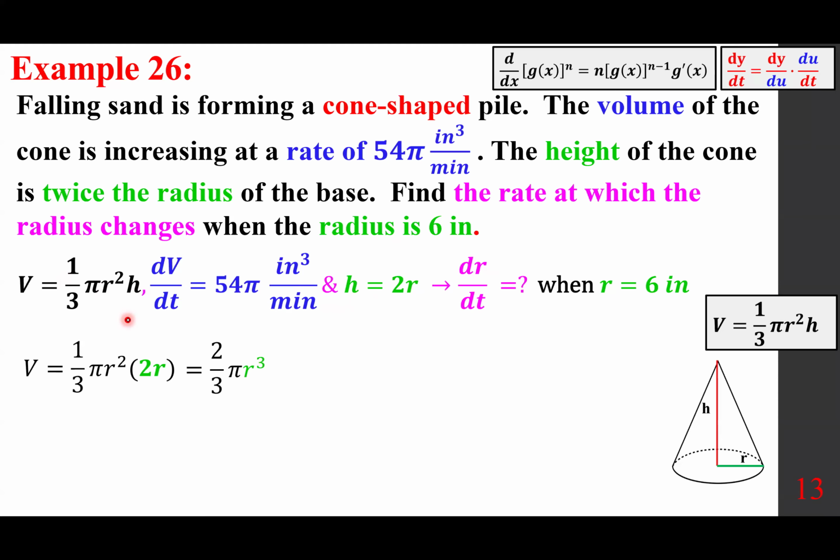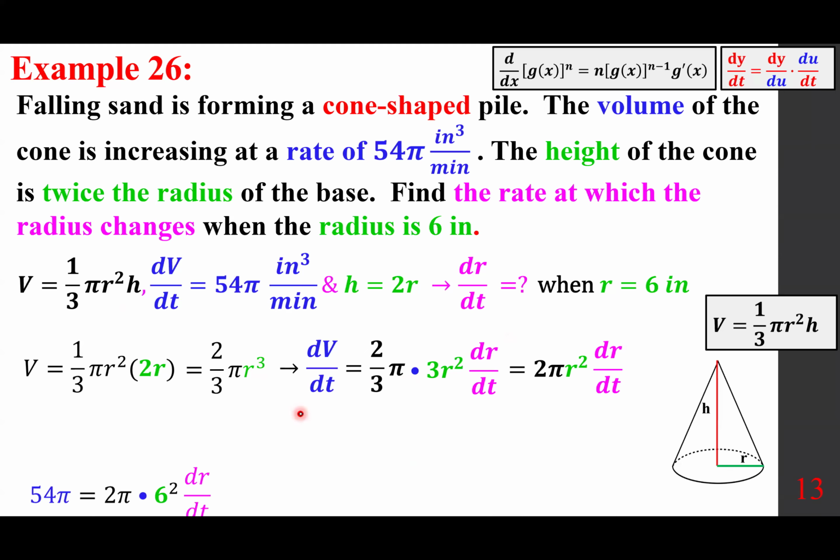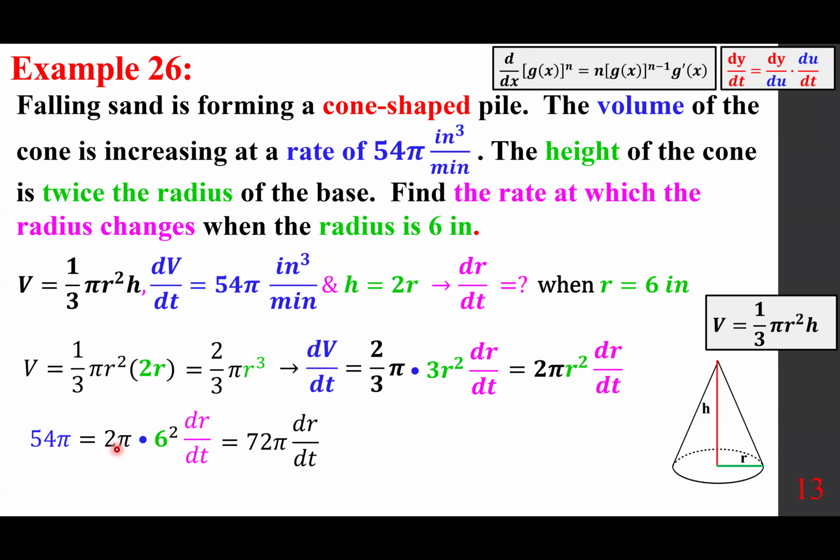We want to differentiate this, dV/dt. We start with 2/3 pi, and then r cubed is 3r squared dr/dt. 3 and 3 cancel each other, 2 pi r squared dr/dt. Replace the r with 6, dr/dt can be found, and dV/dt is 54 pi. As you know, this is 36 times 2 is 72, so 72 pi.